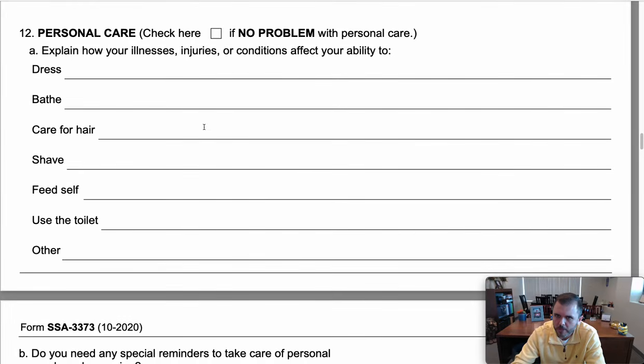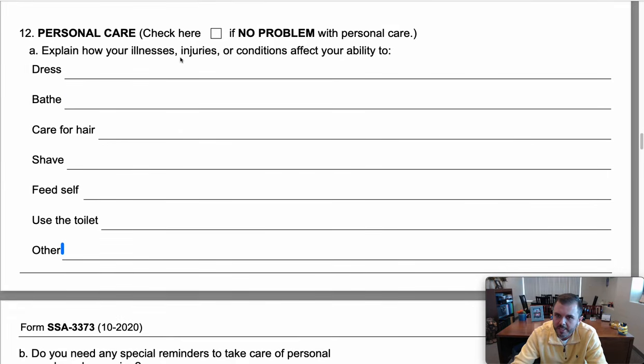Moving on to question 12, personal care. Very rarely will you check this box. Usually you're going to have some issue with dressing, bathing, caring for your hair, shaving, feeding yourself, using the toilet, or other. Other is your magic opportunity to put something else that Social Security has omitted. Now remember, personal care, that's a wide variety of things.